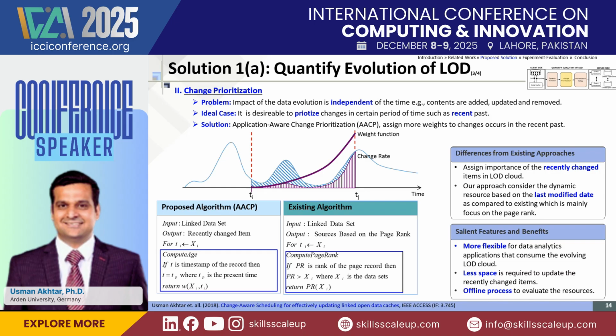This algorithm assigns a weight to the changes in the linked open data cloud based on what is the recent change and what is the relevant change. For instance, if data is updated frequently, then this algorithm will prioritize this change over older and less relevant updates. The goal of this algorithm is to ensure that the most important and recent changes are reflected in the local caches.